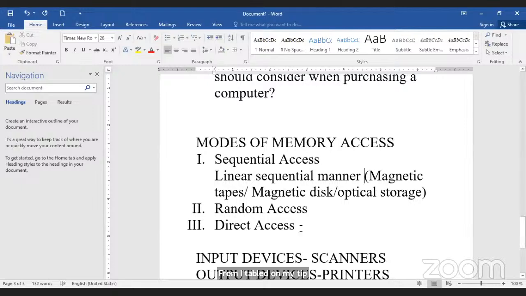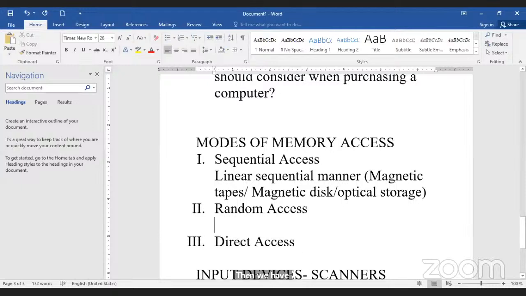Then we have what's called random access. When it comes to random access, you access the memory randomly. You don't need to go through a list from one to another one. You access the memory randomly.